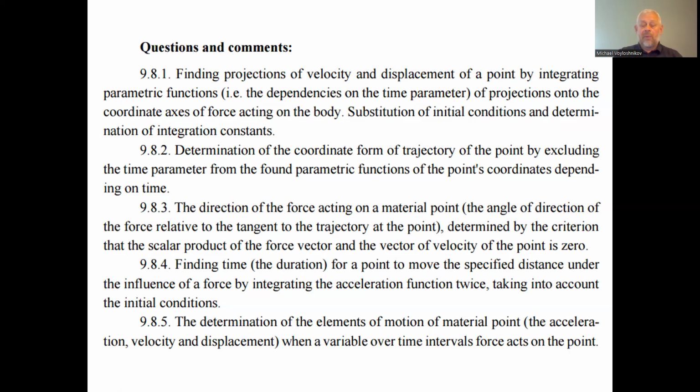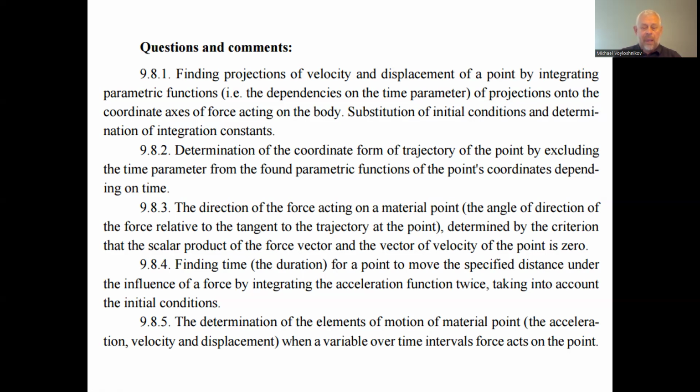9.2: determination of the coordinate form of the trajectory of the point by excluding the time parameter from the found parametric functions of the point coordinates depending on time. If we have the parametric dependencies of coordinates, for example, the abscissa coordinate and the ordinate coordinate in the flat state, then we can derive the time parameter if we have the parametric dependence of time from one of these two coordinates, and have this time parameter defined by one coordinate, maybe abscissa or ordinate.